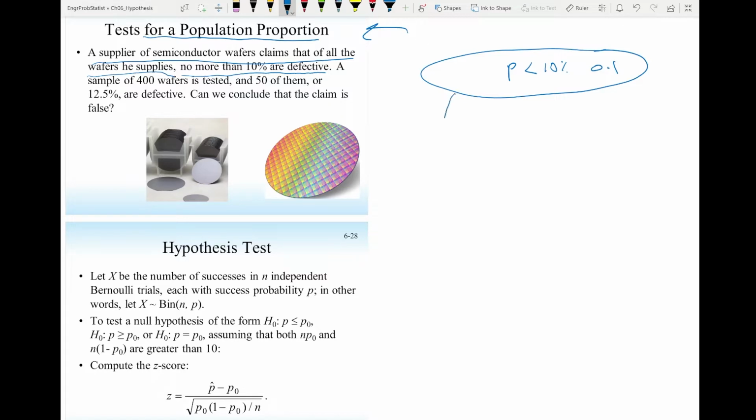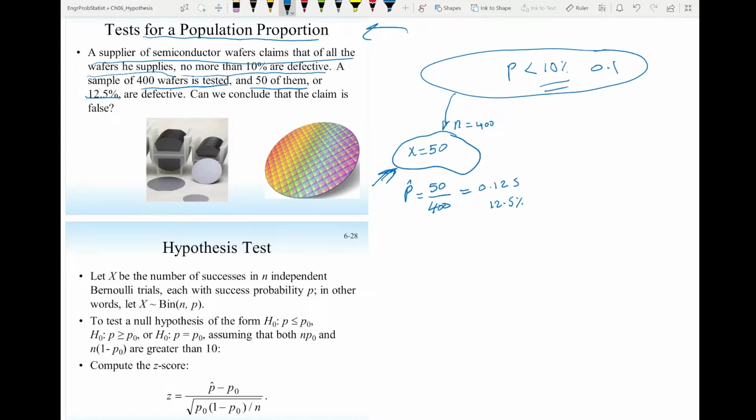So we take a sample, a large sample. In this case, n is 400 wafers. And we tested them and we found 50 of them are defective. So x, the number of defective items, equals 50. If I calculate the proportion of defect in this sample, it is 50 divided by 400. So this will come to 0.125, 12.5%. So from the sample, it's already showing the proportion of defective semiconductors is more than 10%.